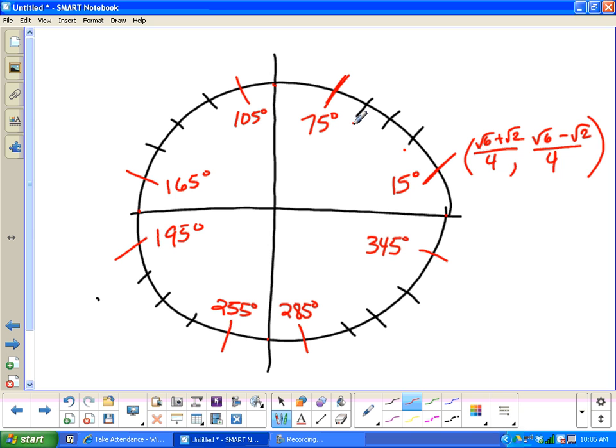Now, think about what happened when we did this angle and this angle about their ordered pairs. What was the relationship, the pattern in that? They were switched. So for 75, all we're going to do is take these two ordered pairs and switch them. So this one's going to be square root of 6 minus square root of 2 over 4, and then the y coordinate would be square root of 6 plus square root of 2 over 4. Now, think about this, and you could probably figure the rest of them out. How can I get the rest of them? How can I get like 105 and 165? The reflections. So I can reflect 15 degrees to get 165 degrees.